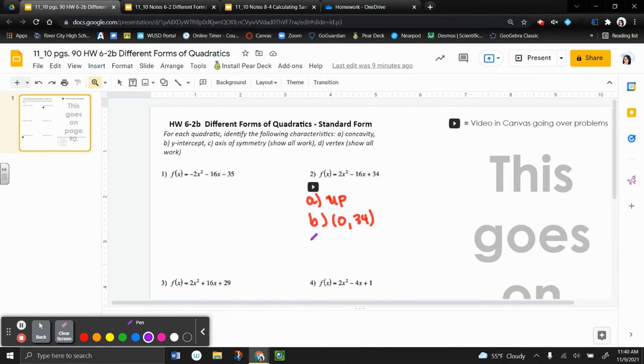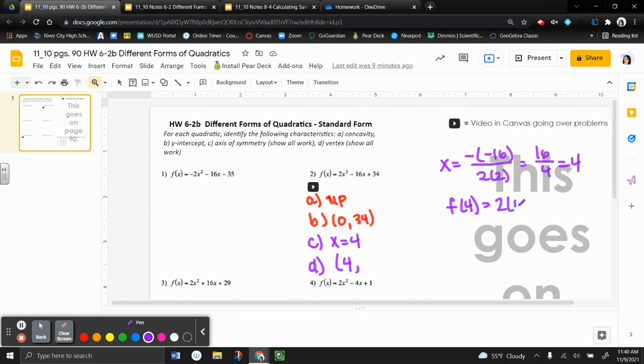For my axis of symmetry, I'm going to do the work over here. So my axis of symmetry is going to be negative B, so B is negative 16, over 2 times A. So that's 16 over 4. So my axis of symmetry is x equals 4. And if I have my axis of symmetry, I have half of my vertex. And to get the other half, we're going to plug in 4 to our function. 2 times 4 squared minus 16 times 4 plus 34. For that, I'm going to use my calculator.